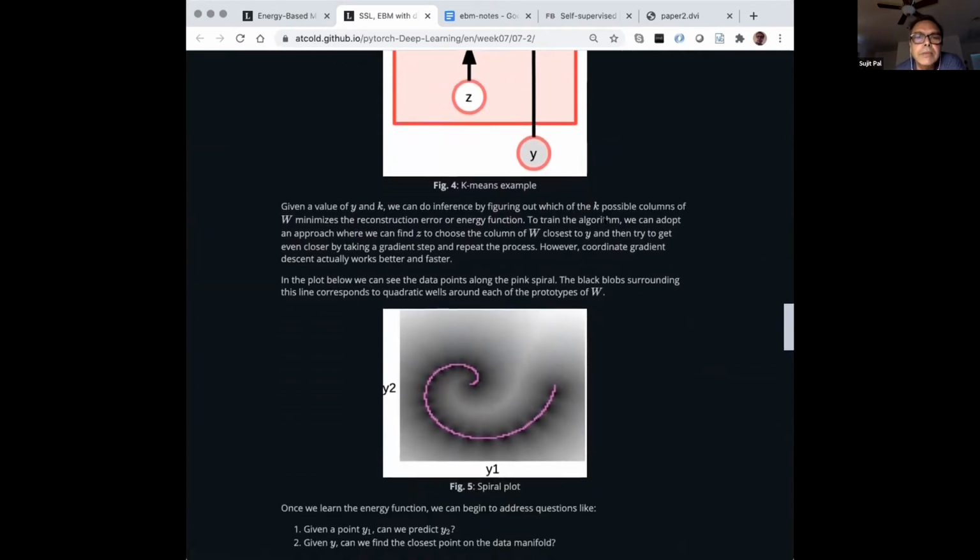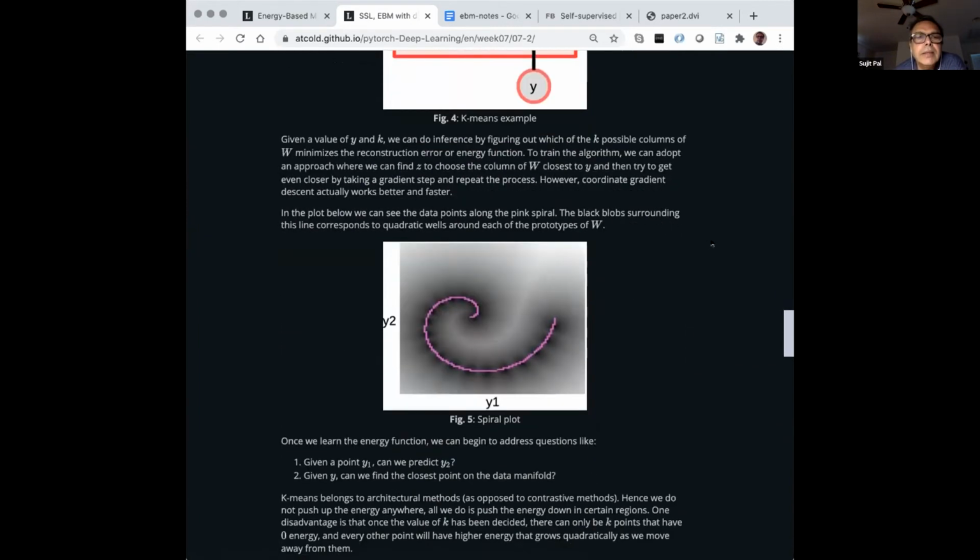So that's basically the idea behind the k-means formulation here. And he shows you that if you now plot energy, you'll find that just around the place where the clusters are, so this is a cluster, and just around this are regions of very high energy, whereas within the actual cluster, it's quadratic wells.